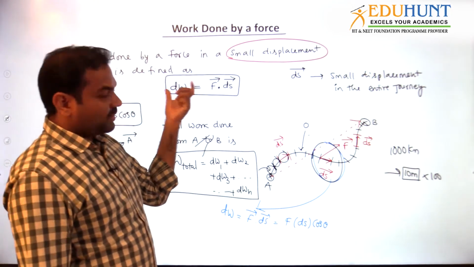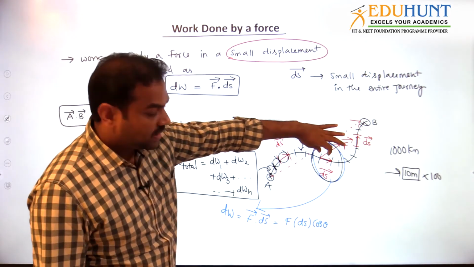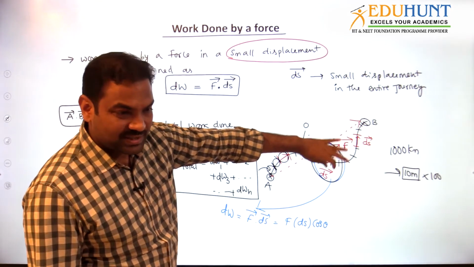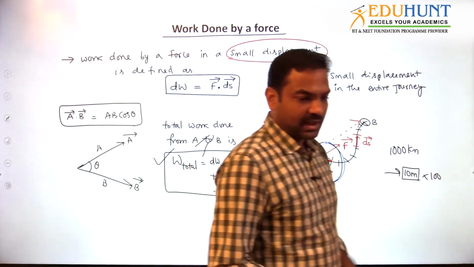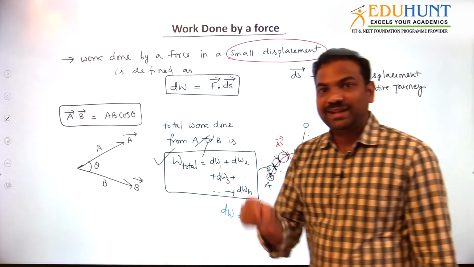So that's why work done is always defined first in the small displacement, and then we have to go for the total value. What is the idea? Always we do work done in the small part.